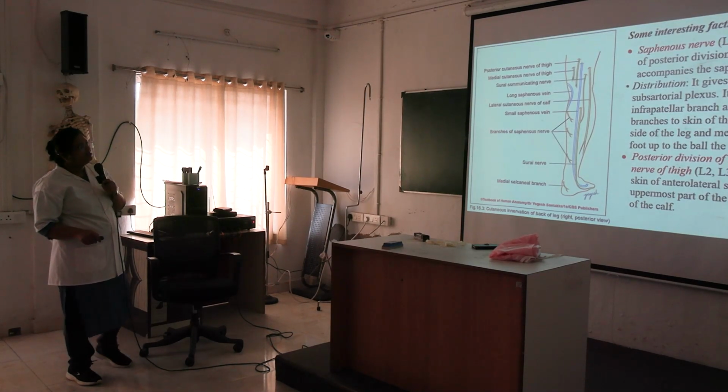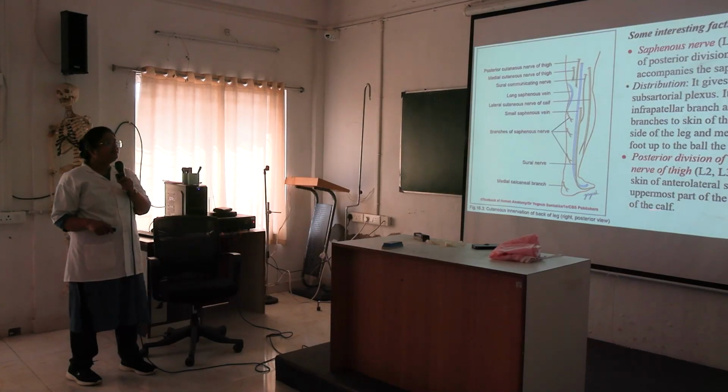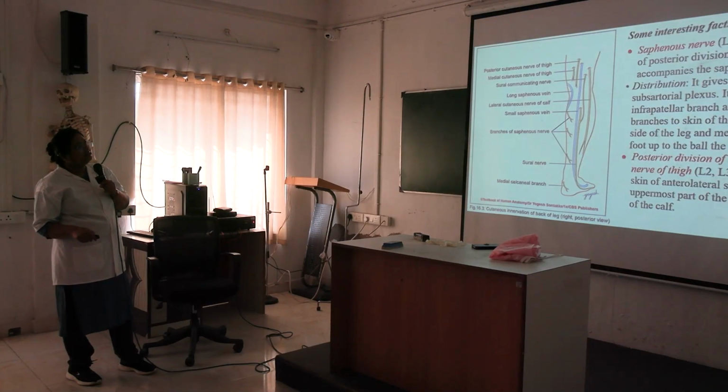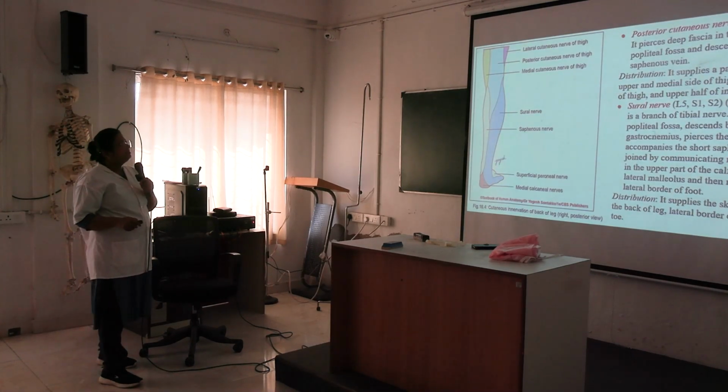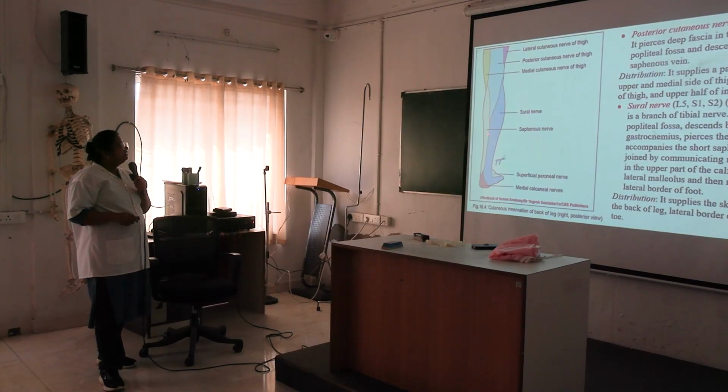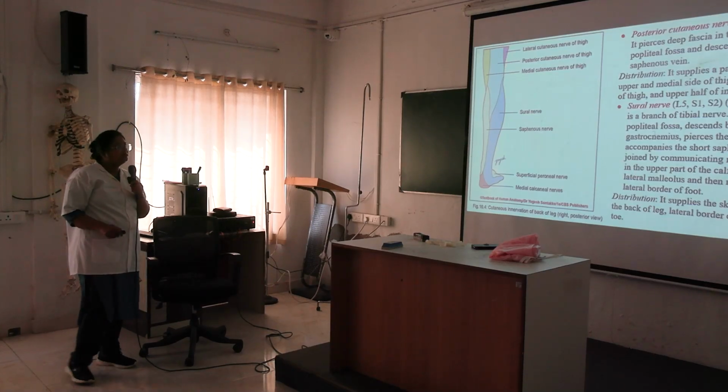Next, posterior division of medial cutaneous nerve of thigh supplies skin of the anterolateral side of the thigh and uppermost part of the medial 1/3 of the calf. Okay, here. Next, posterior cutaneous nerve of thigh. This is the supplying areas. Okay, here this one is saphenous nerve, sural nerve, medial calcaneal nerve, posterior cutaneous nerve of thigh, medial cutaneous nerve of thigh, lateral cutaneous nerve of thigh.